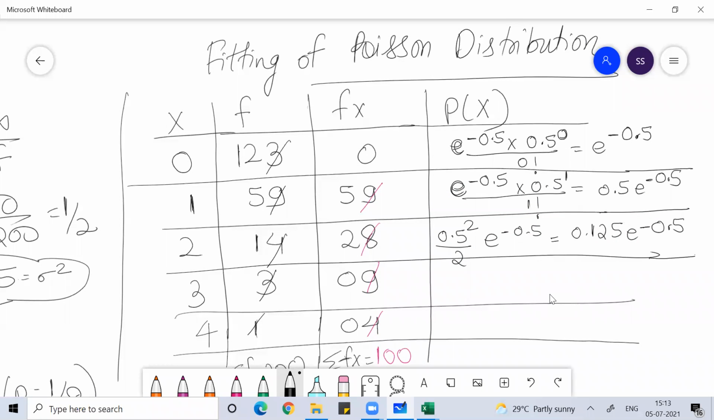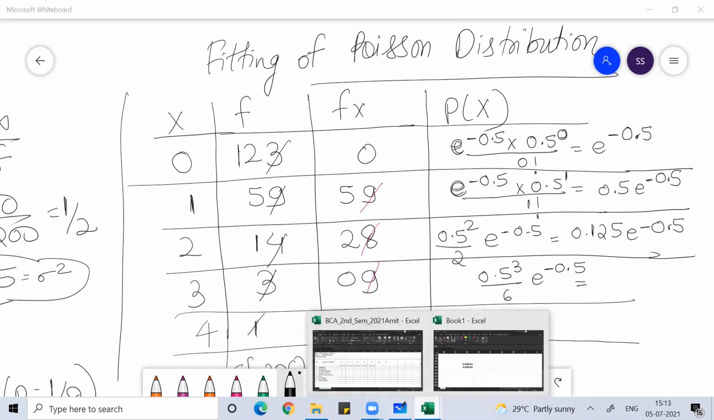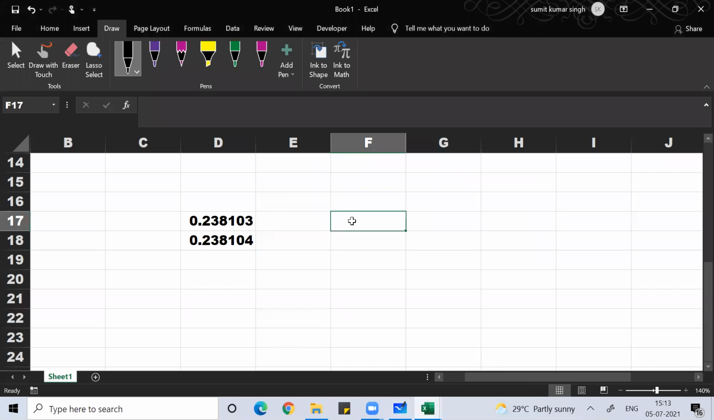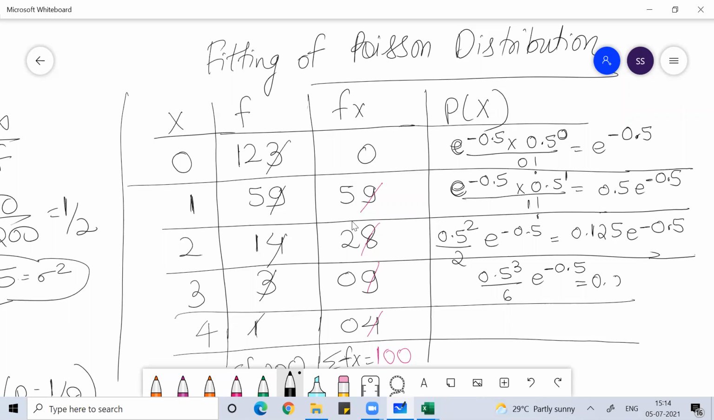Then this is 0.5 cubed by 6 into e to the power minus 0.5. 0.5 cube is 0.125, divided by 6. So 0.5 cube by 6 is 0.020833. So 0.020833 into e to the power minus 0.5.